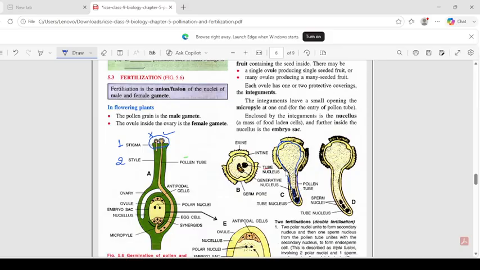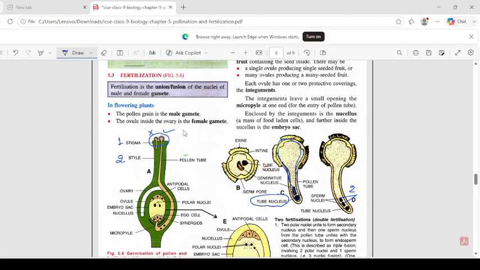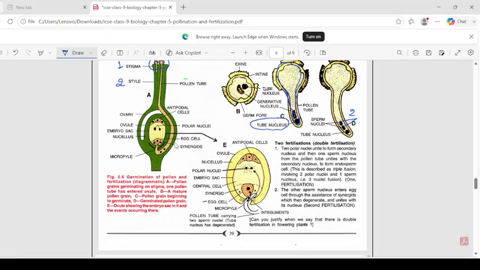Now this tube grows down with the help of a nucleus, the tube nucleus, followed by two male gametes. These are the two male gametes which we get in the three-celled stage of the pollen grain. Sometimes pollination occurs at the two-celled stage, sometimes at the three-celled stage. After pollination, at the stigma, selection and rejection take place, and then the pollen tube reaches the site of fertilization, which is called the embryo sac.